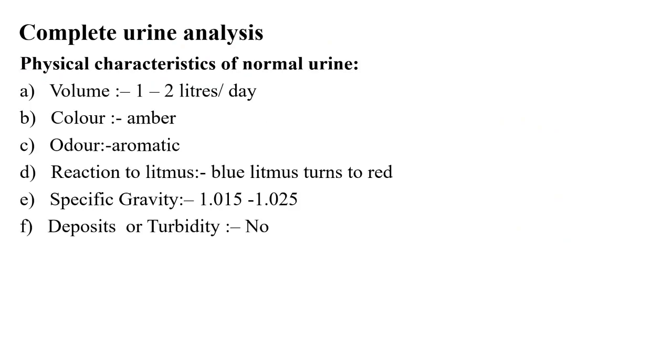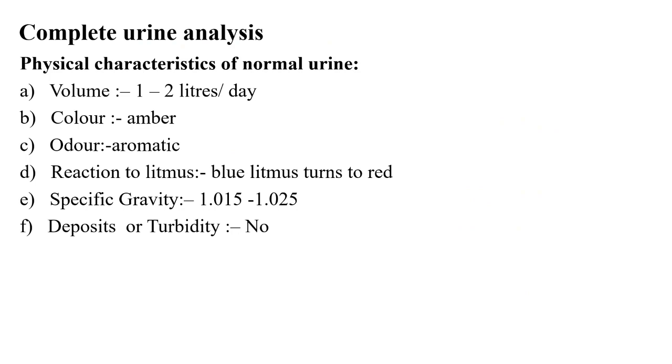Coming to the first one: tests to screen for kidney diseases, like complete urinalysis, NPN substances, and electrolytes. In complete urinalysis there is physical examination and chemical examination. In the physical characteristics of normal urine, we see volume, which is 1 to 2 liters per day. Color is amber or straw color.